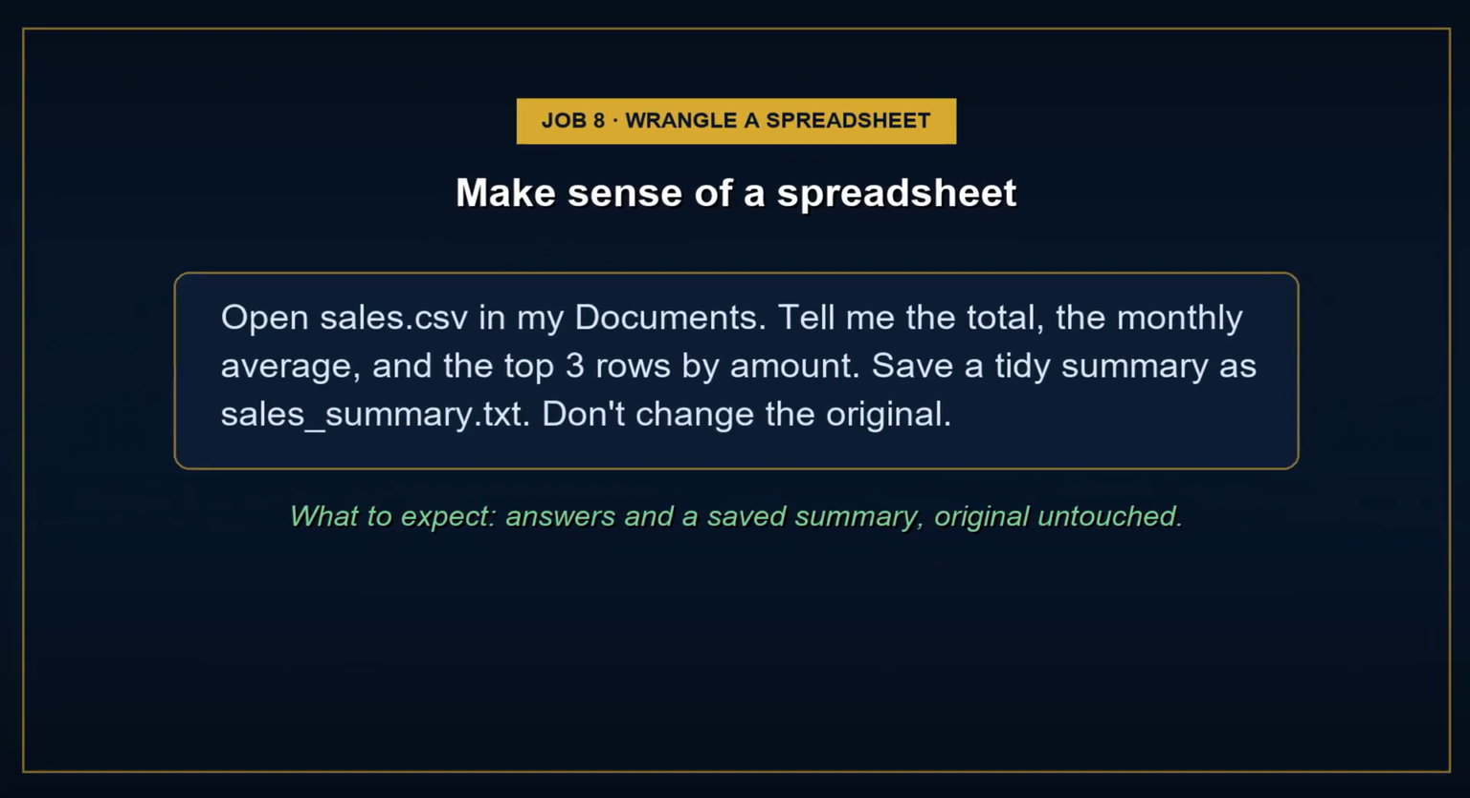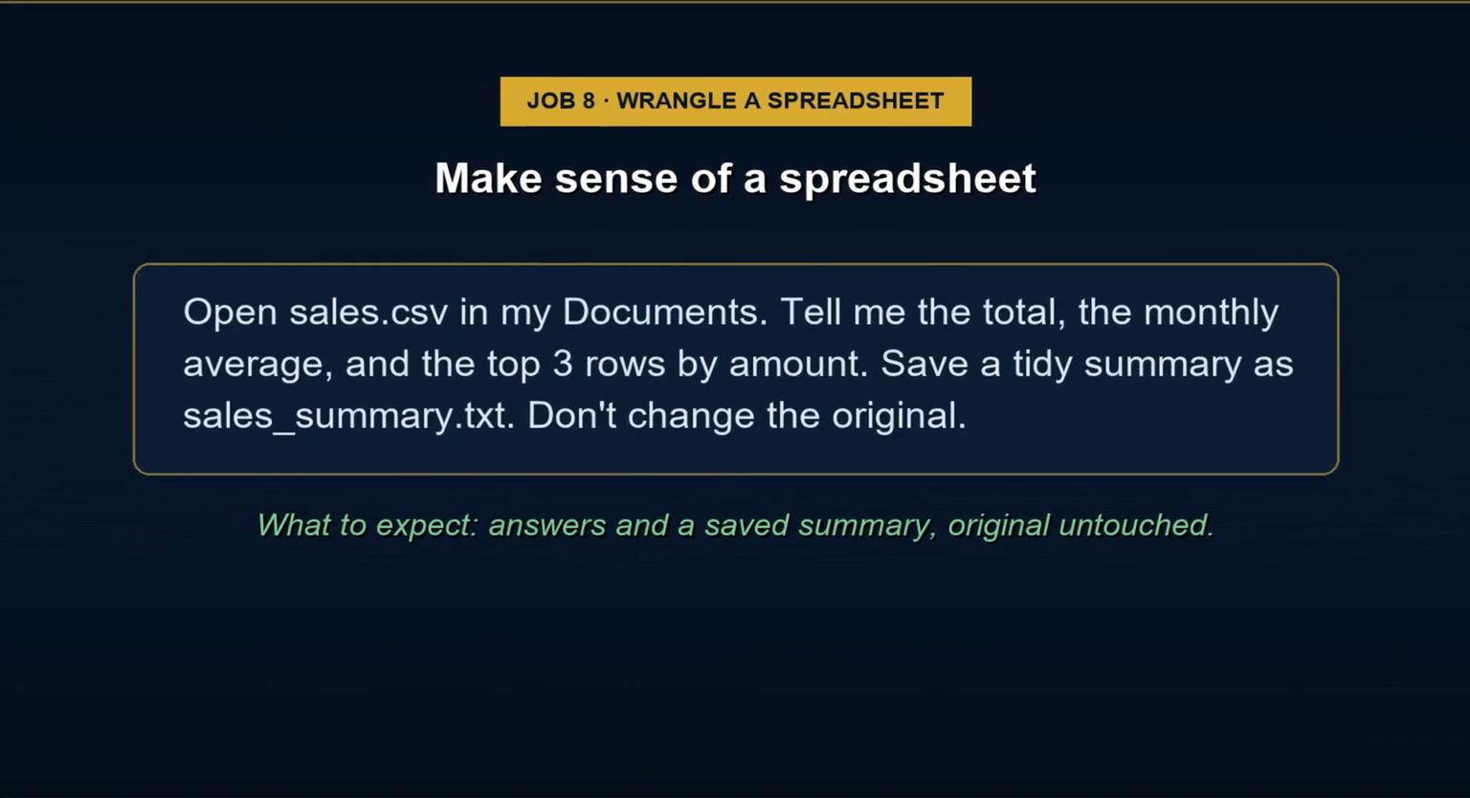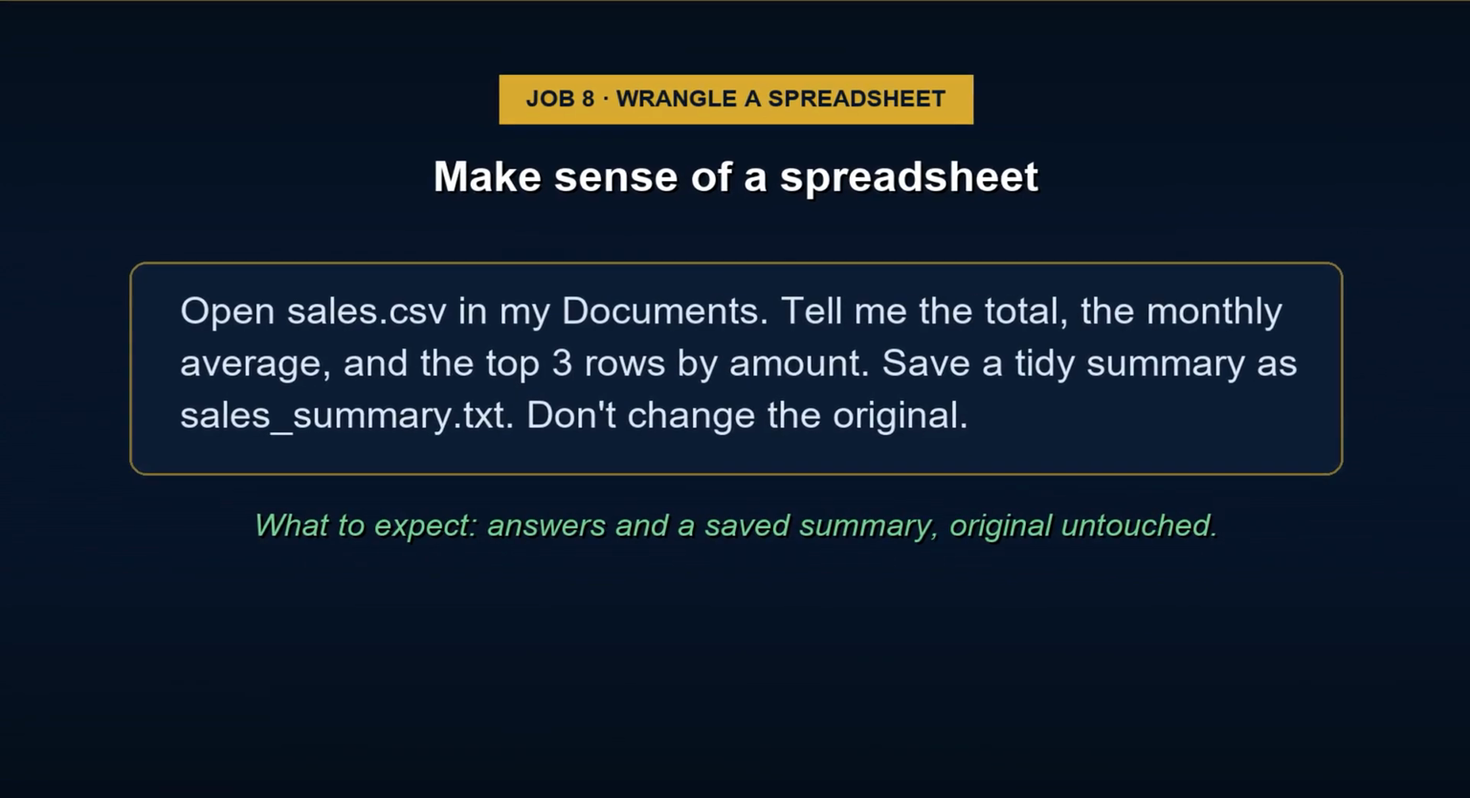Job 8. Wrangle a spreadsheet. Ask, open sales.csv in my documents. Tell me the total, the monthly average, and the top 3 rows by amount. Save a tidy summary as salessummary.txt. Don't change the original. What to expect? Answers and a saved summary, original untouched.